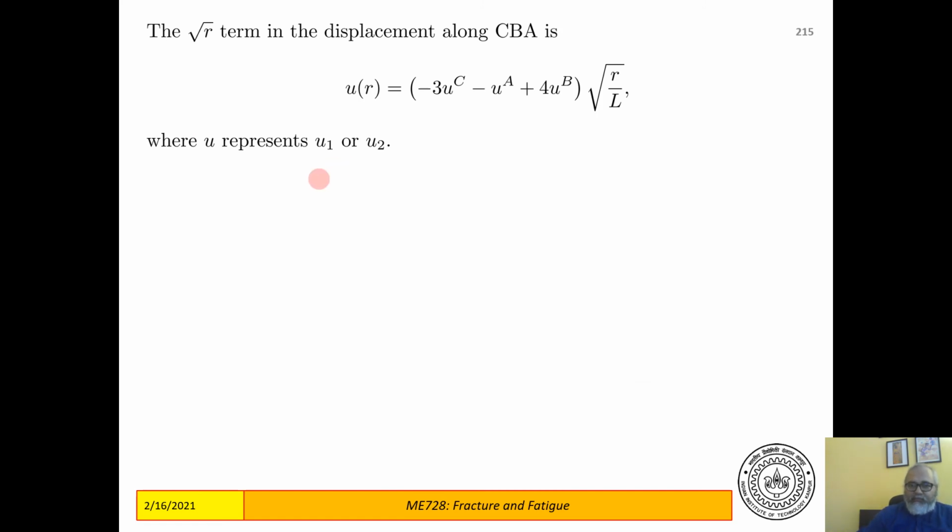This is u_r at any point. So u_r can be u1 or u2. The interpolating function would be the same. And this is u_r in terms of r, because we have replaced now zeta 1 and zeta 2 in terms of r. So u1 would contain a root r by L term. So this is your u1.